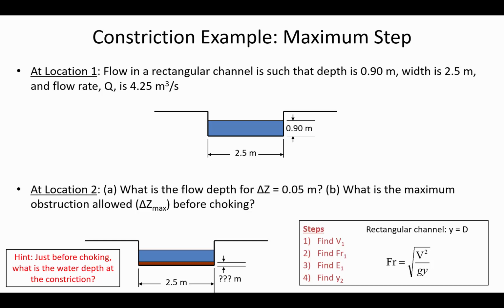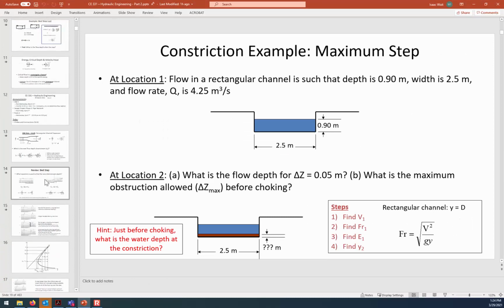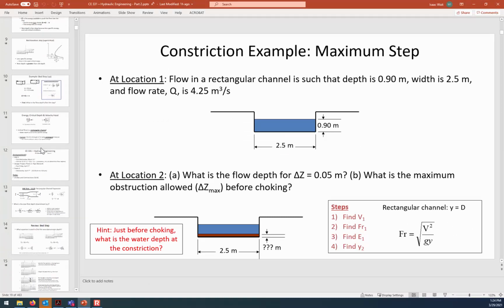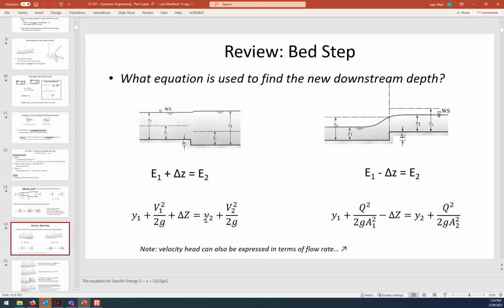So in the first part of it, delta Z is given, and the unknown is Y2. But then in part B, we know the depth. We'll have it be the critical depth, and we'll solve for the delta Z max. Okay, so I tell you the steps here. Find V1, find the Froude number at 1, find the amount of specific energy at 1, and then find Y2. And the form of the equation that we use here is the same as all of the other ones that we've done so far. Let's say, for instance, this one.